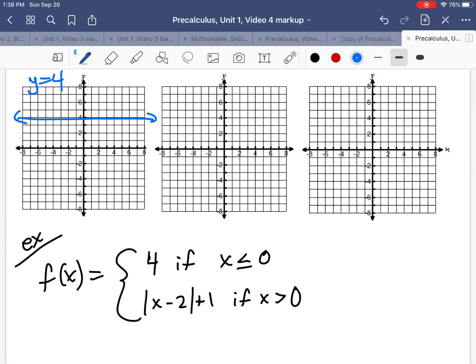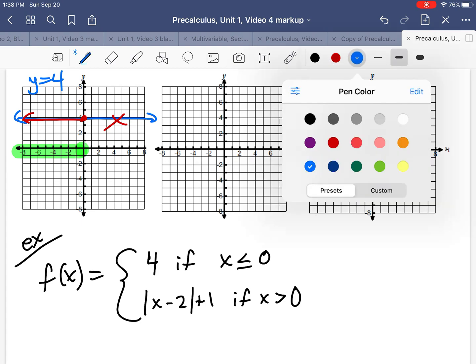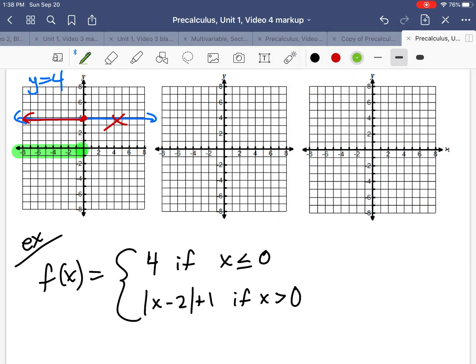Looks like that. I only want this when x is less than or equal to 0. So I only want it from, remember, here back. So I only want this graph from right here back. I don't want that. Okay. And the next one is absolute value of x minus 2 plus 1. So this graph is y equals absolute value of x minus 2 plus 1.